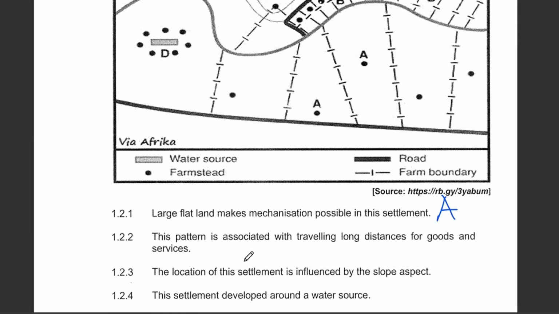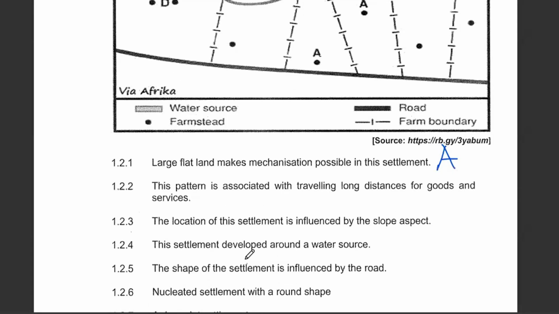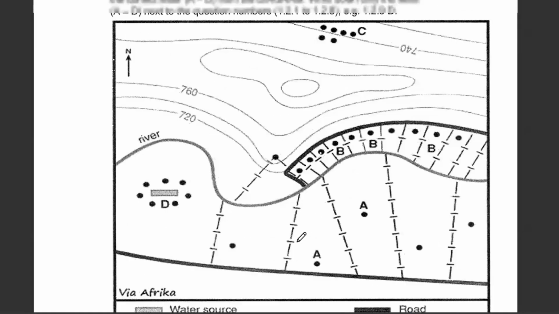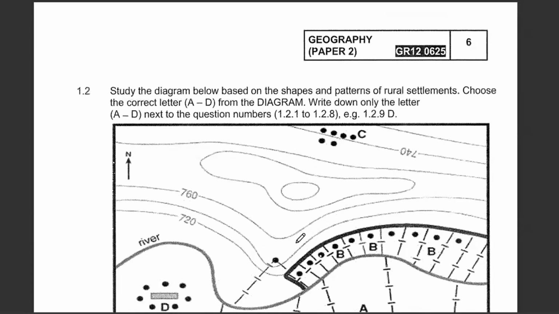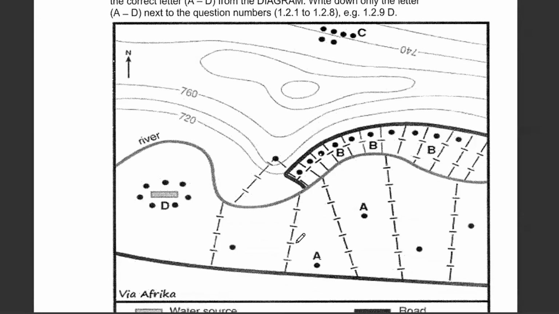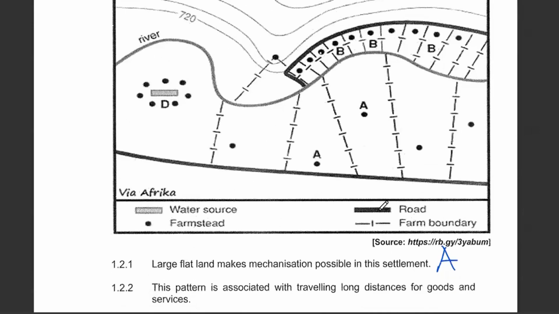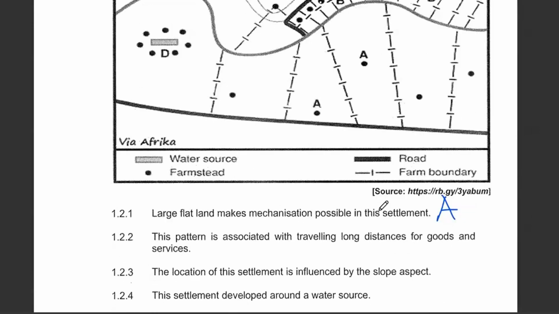This pattern is associated with traveling long distances for goods and services. Also want to check where do people travel long distances to acquire goods and services, right? If we try also to check, you tend to find that because of isolation at A, people have no access to basic services. They have to travel from their isolated farmsteads to get to a point where they acquire services. So A is also correct response for number 1, 2, 2.